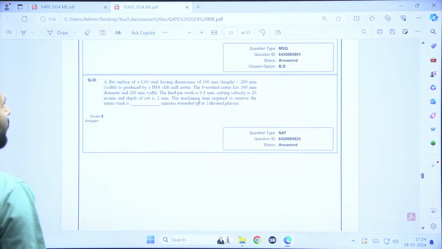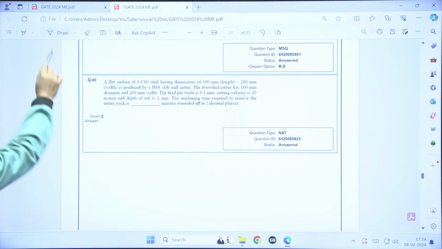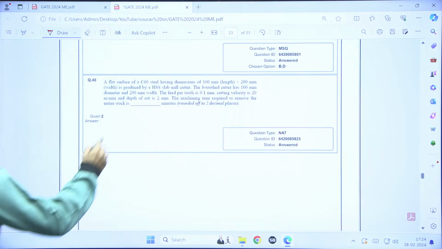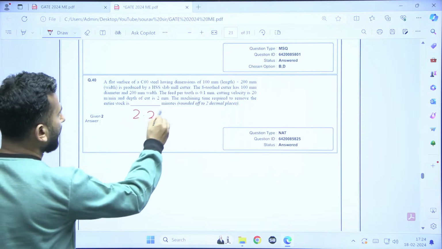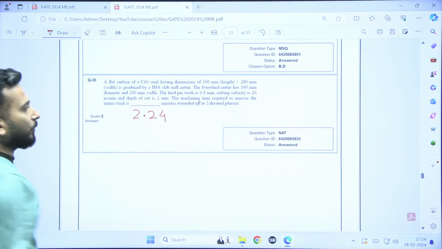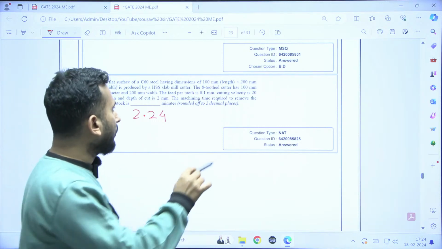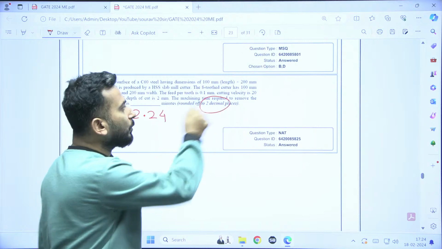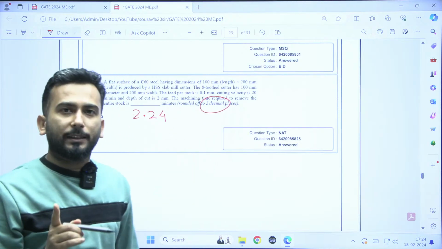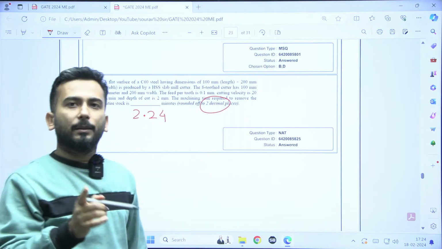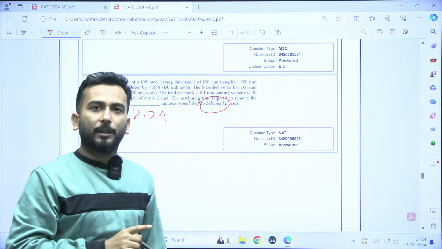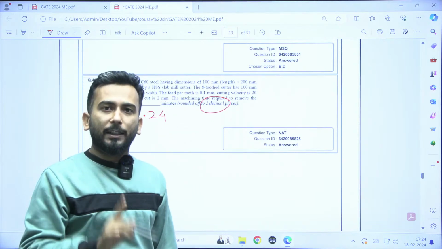Okay, a question from milling has been asked. The answer for this will be 2.24. Also, my dear friends, I would like to repeatedly tell you not to neglect the 2 decimal places, 1 decimal place in questions. You have to strictly follow this. Marks may be deducted or may not be deducted, right?